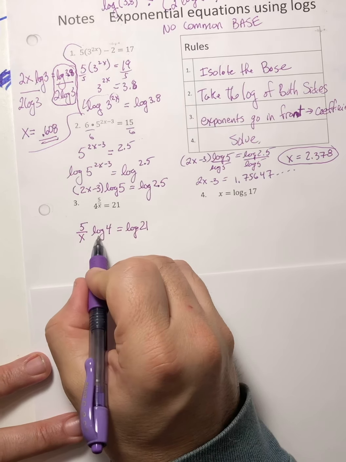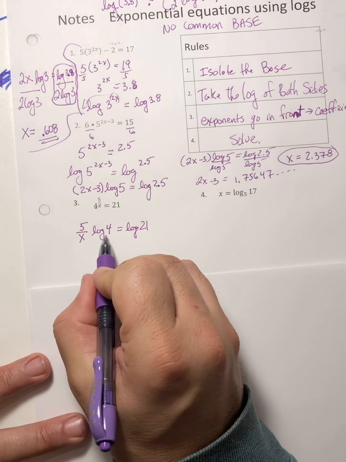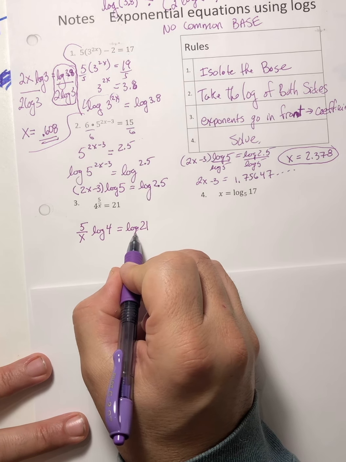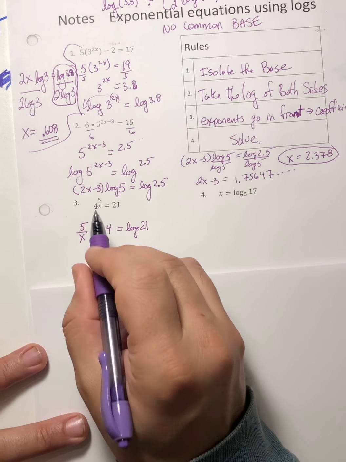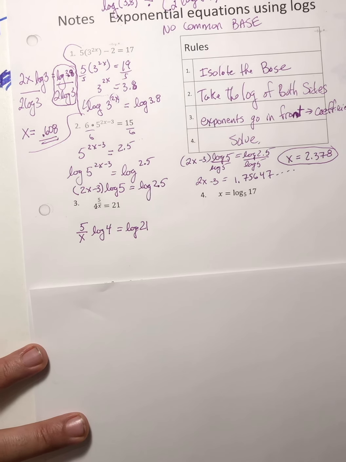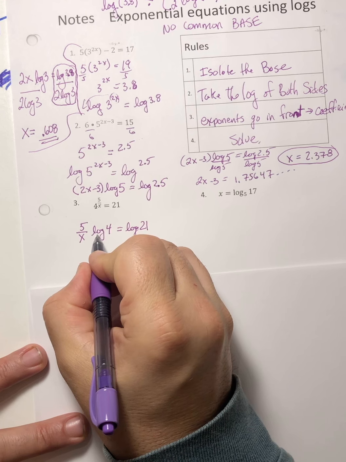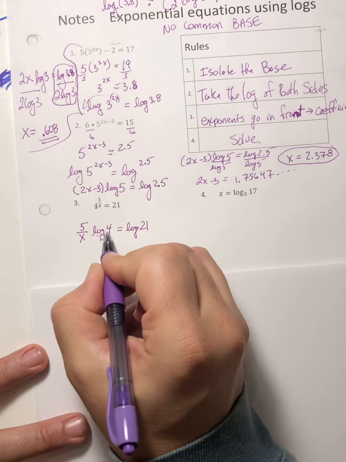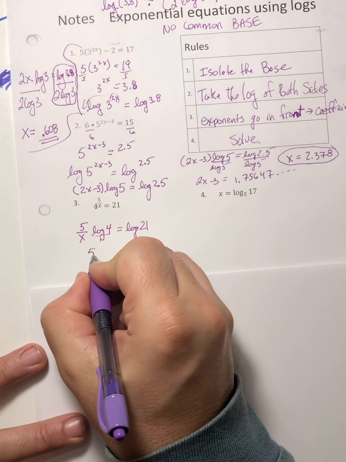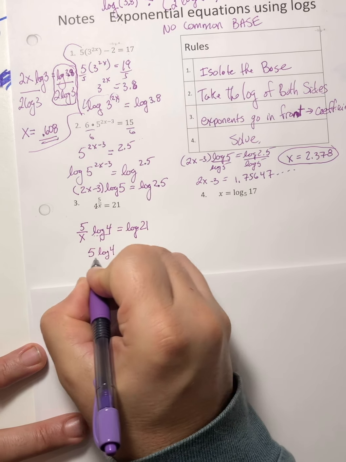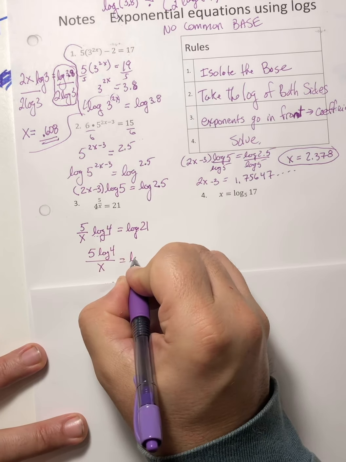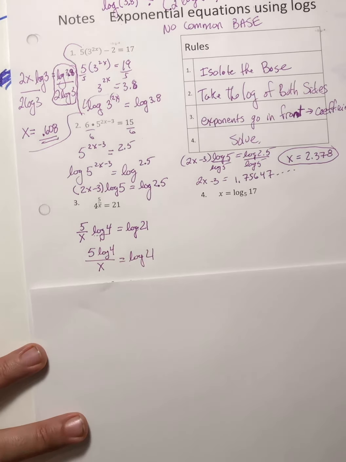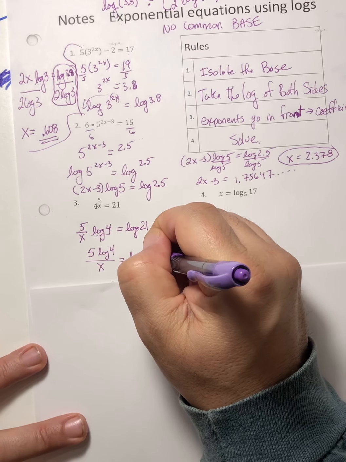Now, I am not going to divide by log of 4 right now. How do I look at this? How do I write this out? What does this actually mean? That's right. This x is in the denominator. That log 4 is over 1. So you're actually looking at 5 log of 4 over x equals log of 21. Okay?